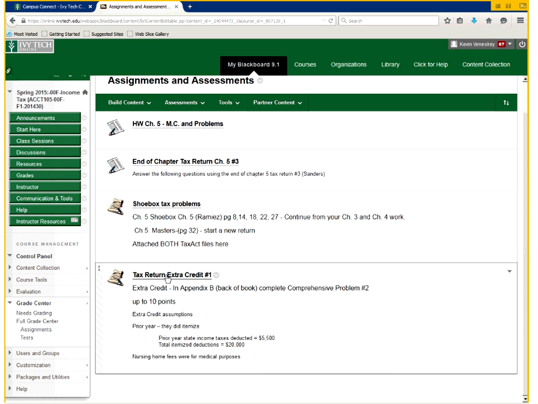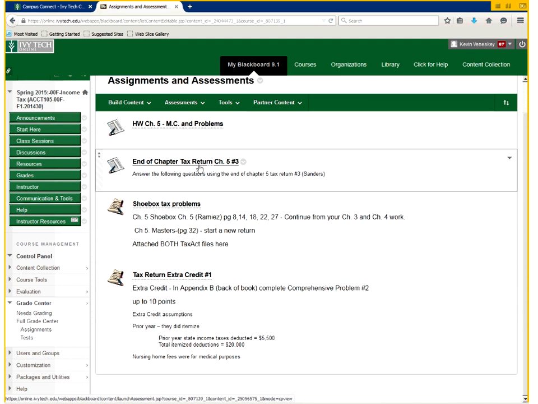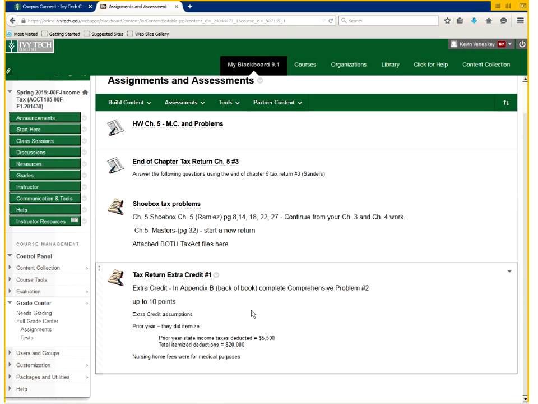I am offering some tax return extra credit in the back of the book. The comprehensive problem number 2, Appendix B. I will most likely have this set up like I do the end of the chapter questions. Well, and so you'll fill in the answer key instead of actually submitting a tax problem, since the answers, of course, aren't there like they are for the shoebox problem. I'll most likely have that set up by today, Monday, this afternoon, the 16th of February.